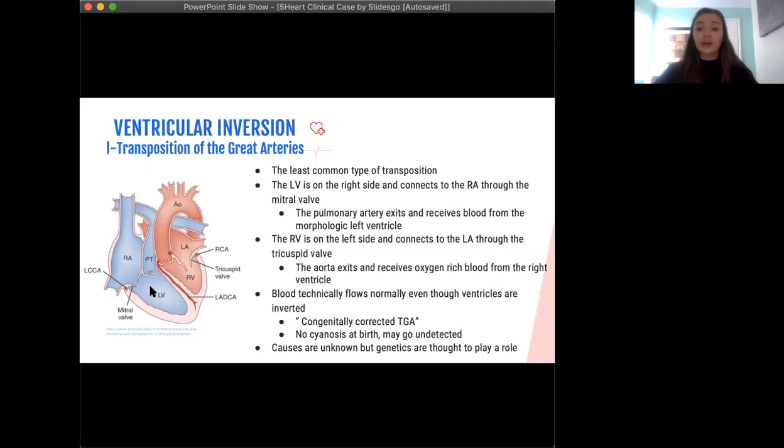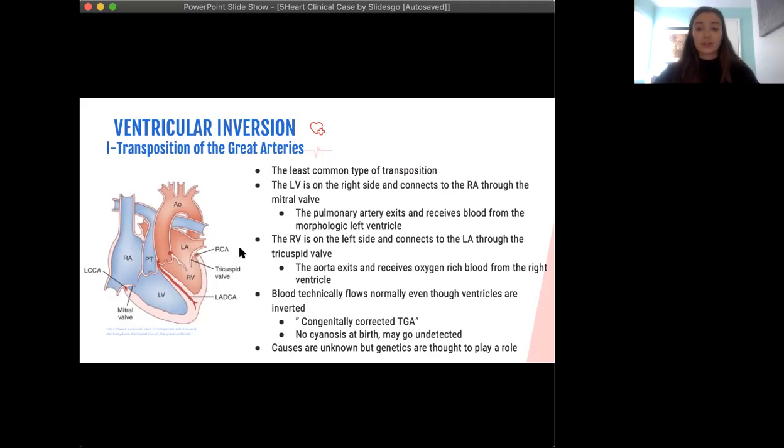The pulmonary artery will exit and receive blood from the morphologic left ventricle, which is definitely abnormal. Conversely, the right ventricle is on the left side and connects to the left atrium through the tricuspid valve. The aorta will exit and receive blood from the right ventricle.